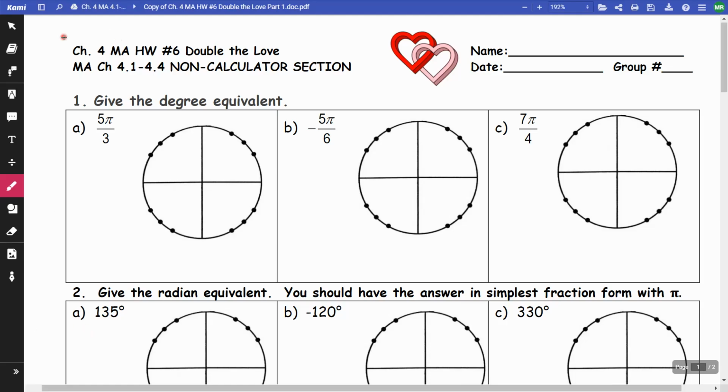This video is for Integrated 2 MA. This is Chapter 4 MA, Homework number 6, Double the Love. This is the non-calculator section.